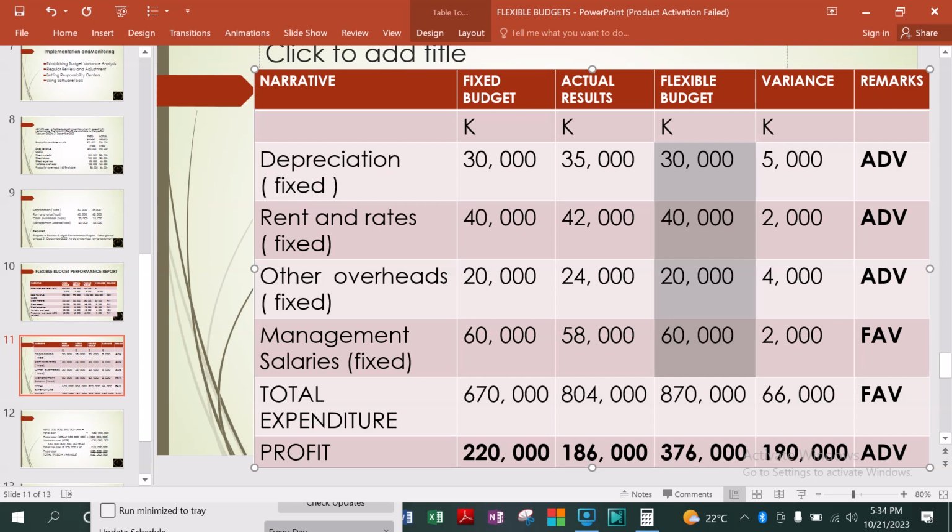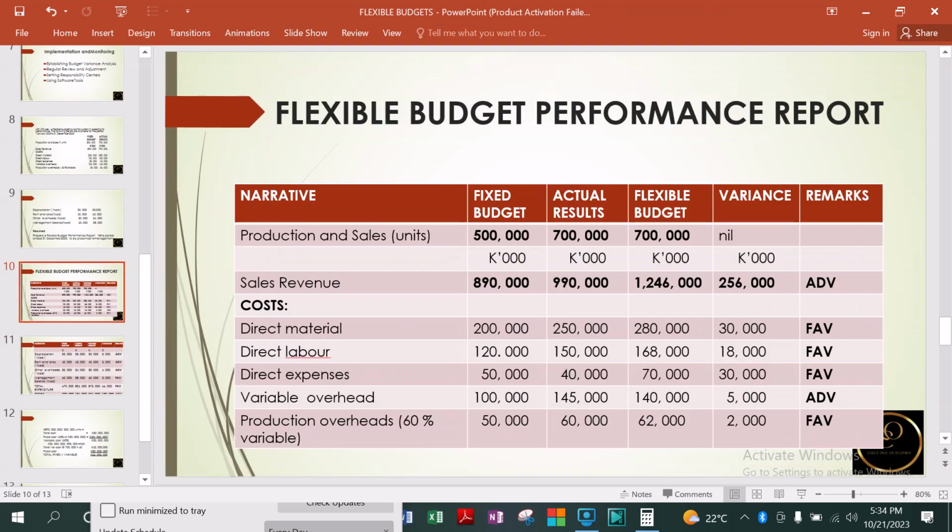Okay, so now we have generated all the figures we need under flexible budget, the cost together with revenue. Then we need to look at the variance. The variance is simply the difference between the actual result and flexed budget. So we find between flexed and the actual result, under sales revenue there is a difference of 256,000.